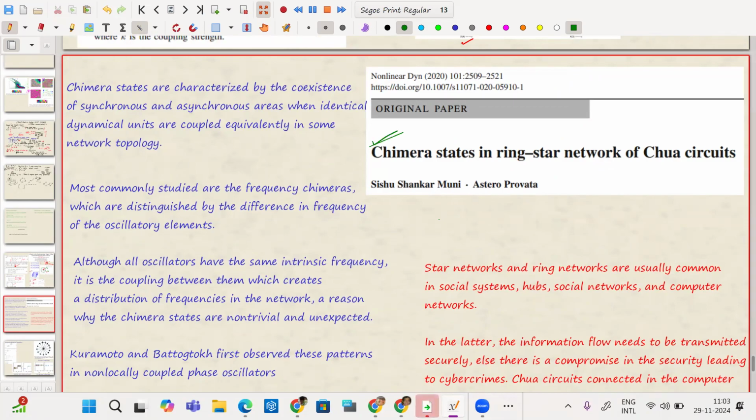What is a chimera? Does anyone know what a chimera is? Yes, that's a technical definition. But you will see that chimera actually meant something else. So what it meant, we'll see.